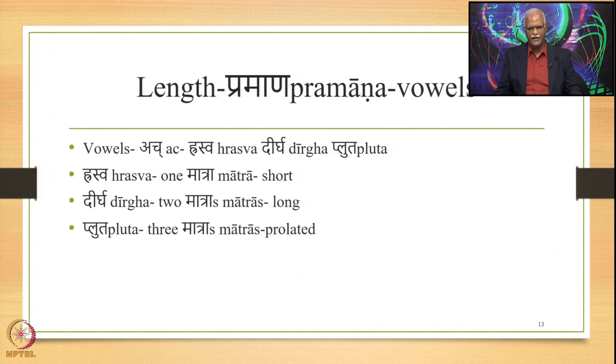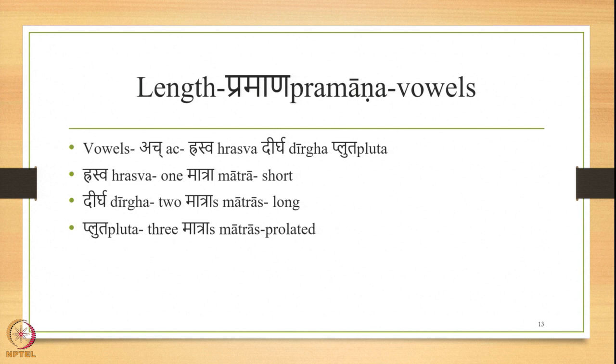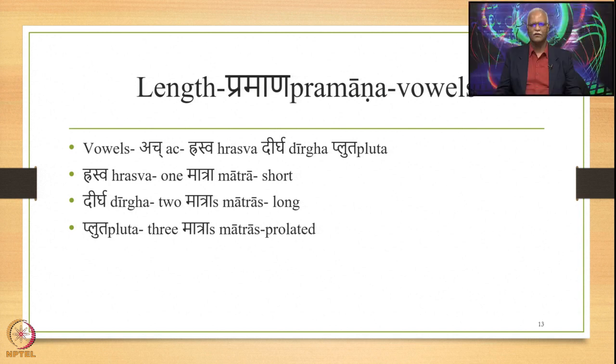Then we have the length, or the pramana, which is also used to distinguish between the vowels. So vowels are further distinguished as rasva, dirgha and plutha based on the length of the vowels. We say that they should minimum have one matra length, but sometimes this can also be lengthened and then it can also be prolated. So the vowel which requires one matra for its production is termed as a short vowel, or to use the Sanskrit term, that vowel is termed as rasva.